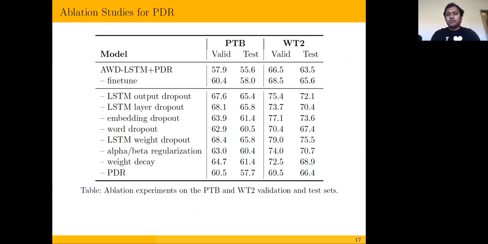All right, so we did some ablation studies, perhaps too many numbers, but essentially what we show is that by removing PDR, of course, it hurts. Not to the extent that the other dropouts used in the model do, but that's sort of expected because the other regularization terms act directly on the LSTM and its inputs and outputs. The PDR term is more geared towards biasing the language model, from a different perspective. It's not directly affecting the parameters of the LSTM.